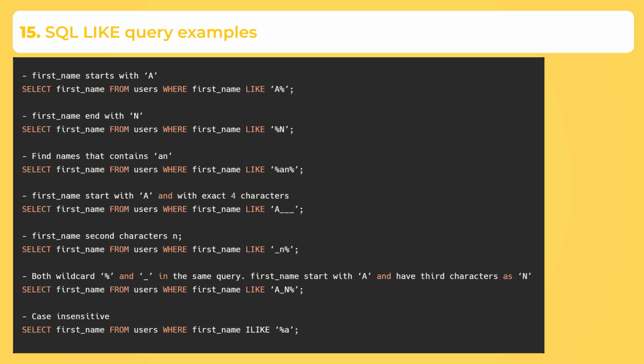Case sensitive: SELECT first_name FROM users WHERE first_name ILIKE inside the quote, percent. So this will return all the values that end with A in any format, capital and small letters.